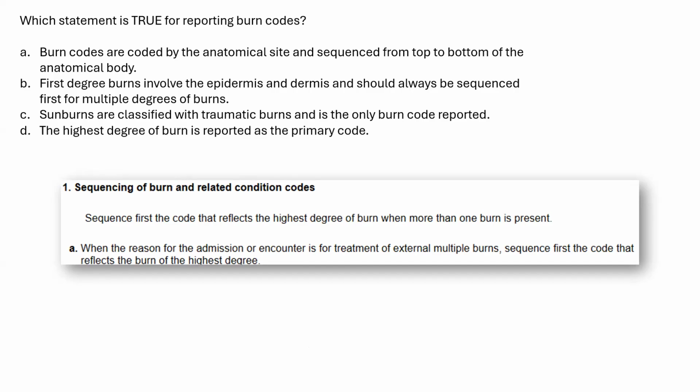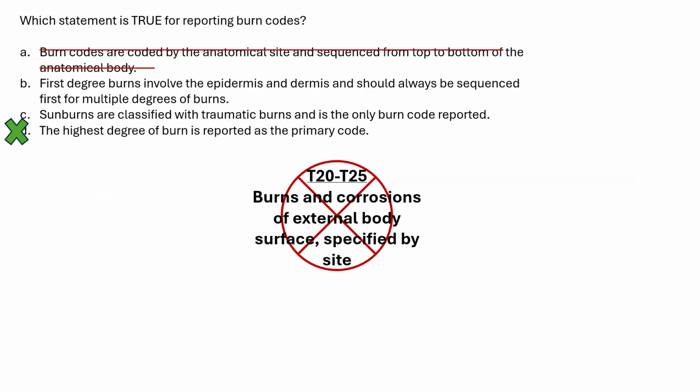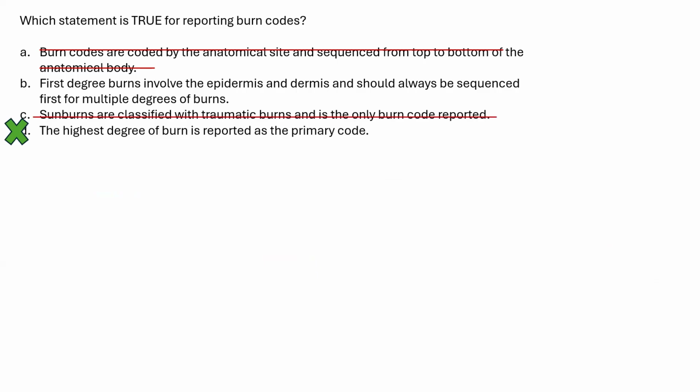This makes D correct and A wrong, although we appear to have already found the answer. Let's confirm why the others are wrong. Sunburns are not classified under traumatic burns, T20 through T25. These are burns and corrosions of external body surfaces. Sunburns actually have their own set, which is L55, and it's by degree. And first-degree burns are superficial, and they are through the epidermis, so that makes B incorrect.